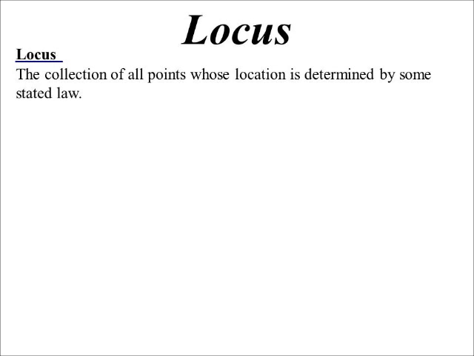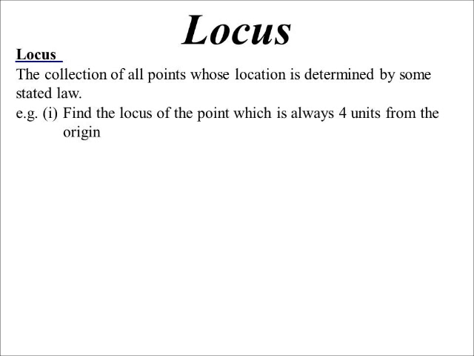So to start off with, we're just going to look at this idea of locus, however you want to say it. Okay? The collection of all points whose location is determined by some stated law. And of course, those laws we usually see in an algebraic sense, y equals x squared, y equals x cubed, and so on. But it could also be written in a geometric sense, where it starts talking about distances and things like that. So something like this.